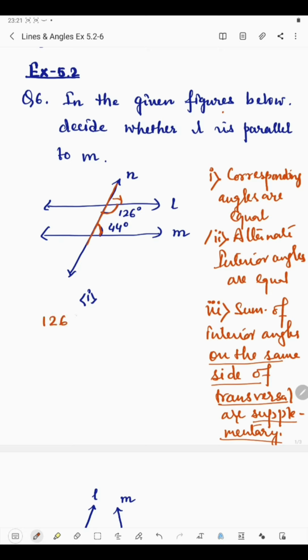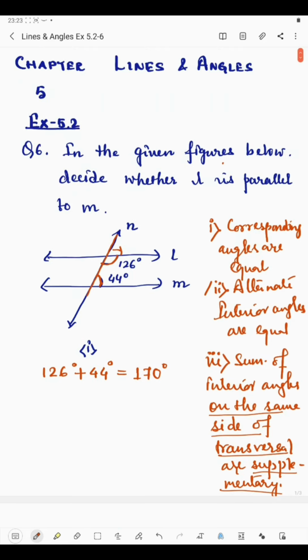So let's check. If we find the sum of this, then 4 plus 6 is 10, 0, 1 carry, 4 plus 2 is 6, 6 plus 1, 7 and 1. So we have got 170 degrees. We haven't got 180 degrees. So L is not parallel to M, as the sum of these two angles is less than 180 degrees. That's why L is not parallel to M. So we'll write the reason.